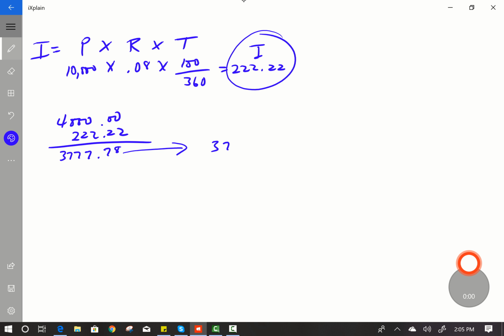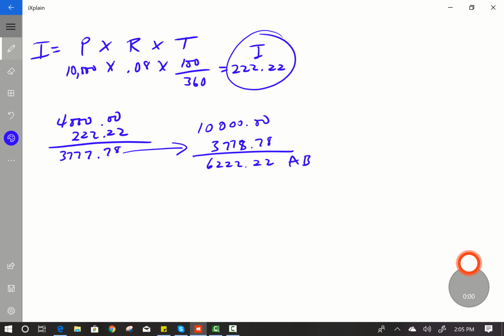So I'm going to subtract $3,777.78 from the previous balance of $10,000. And that will equal $6,222.22. That's the new adjusted balance, AB.